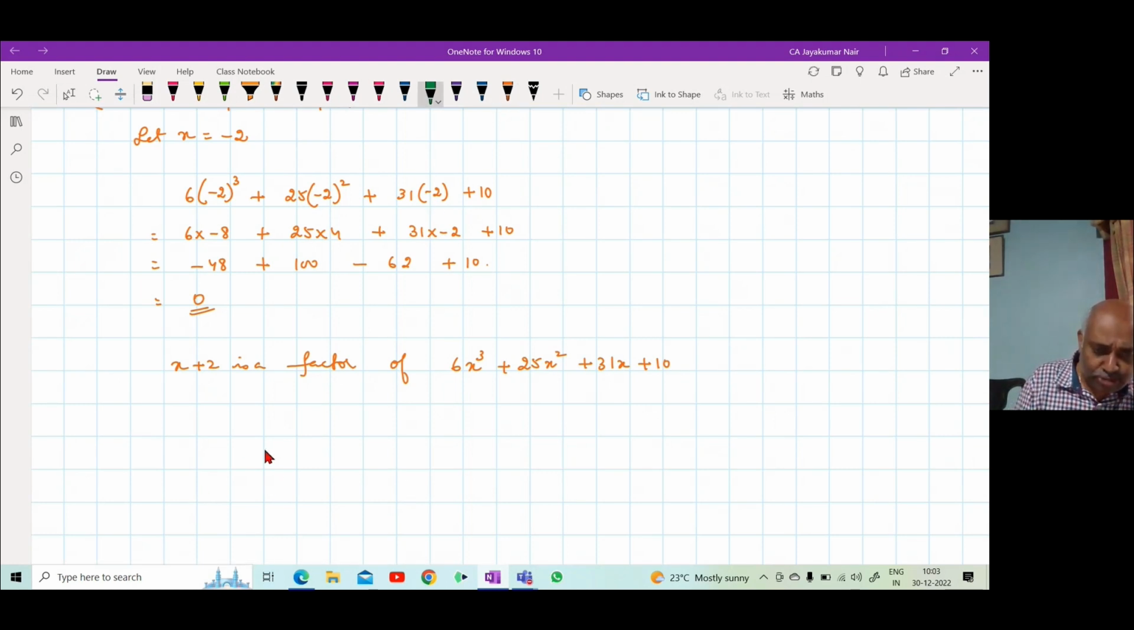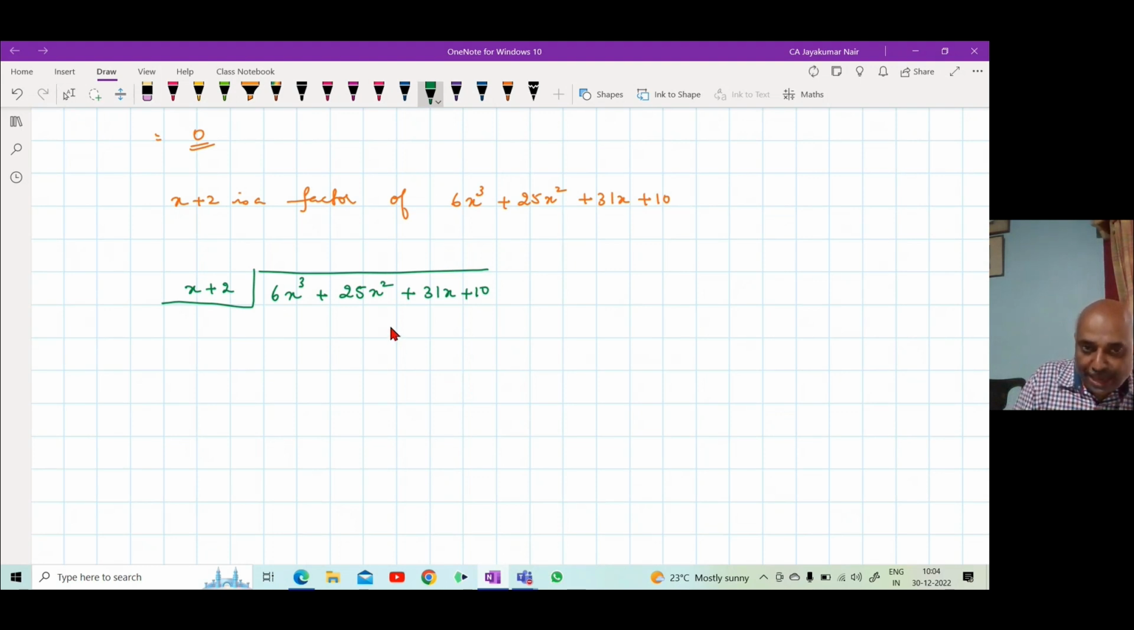So now what we have to do, we found out only one factor, but we have to factorize completely. So what do you do? You copy the expression 6x cubed plus 25x squared plus 31x plus 10 and divide this by the factor which is x plus 2. Long division. So when you divide, what do you get?